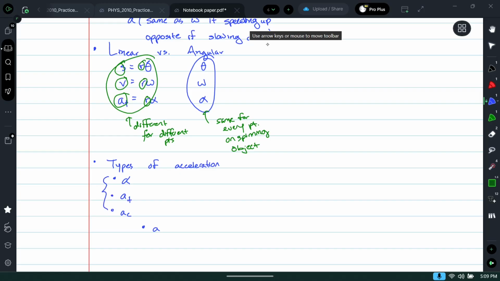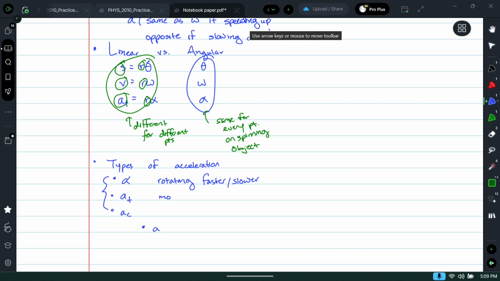Again, angular is, are you rotating faster or slower? So if something's spinning at a steady rate, it is not undergoing an angular acceleration. It has zero if that's the case. But if it's going to be spinning faster and faster and faster, that's an angular acceleration. If it's going to slow down its rate of spin, that's angular.